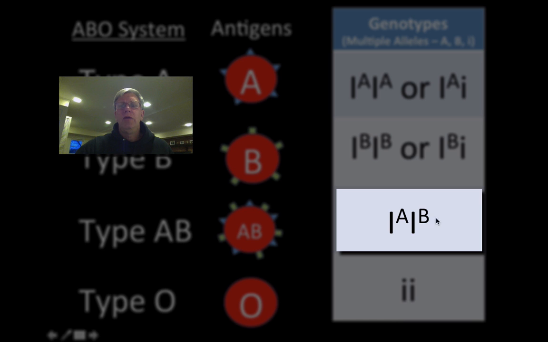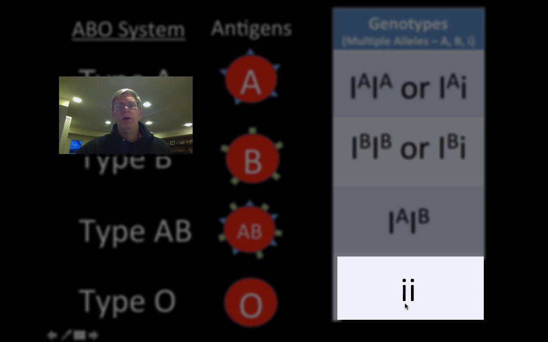If one parent gave the dominant A allele and the other parent gave the dominant B allele, then this is the individual with type AB blood. This is an example of codominance, where both alleles express themselves. And it's also possible that one parent could give their child the recessive allele for no antigen, and likewise for the other parent, which would result in the child having type O blood, which means there would be no antigens on the red blood cell surface at all.